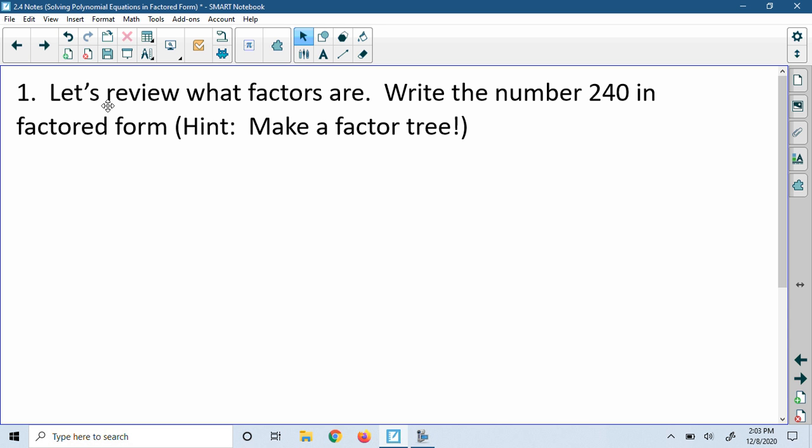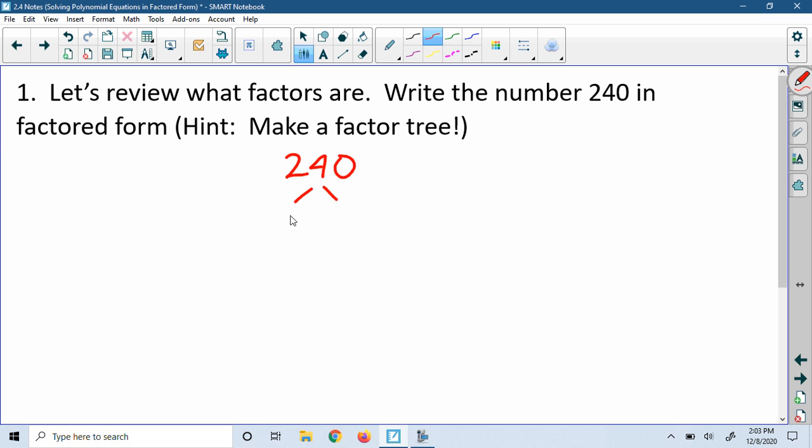Okay, so number one, let's review what factors are. We want to write the number 240 in factored form. Try and remember back to your middle school days, probably 6th or 7th grade. If we take 240 and want to write it in factored form, we want to break it up into its different factors. 240 has a lot of factors.